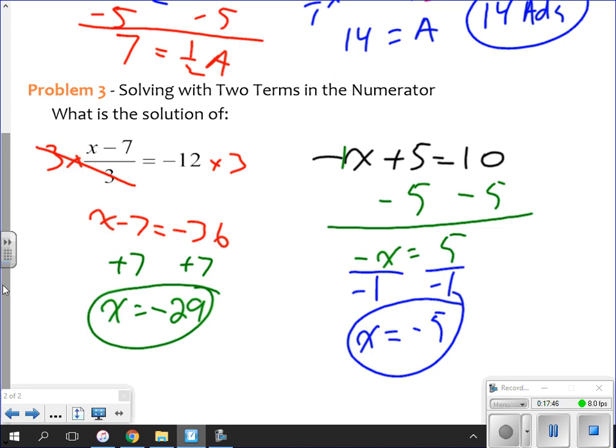Okay? Any questions? Two-step problems. What do you need to do on every single problem? Show your work. You must show your work on every single problem. No working, no stamping. Okay?